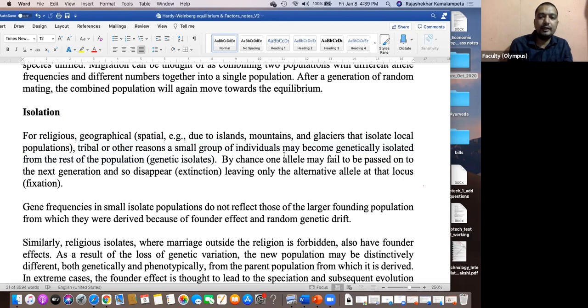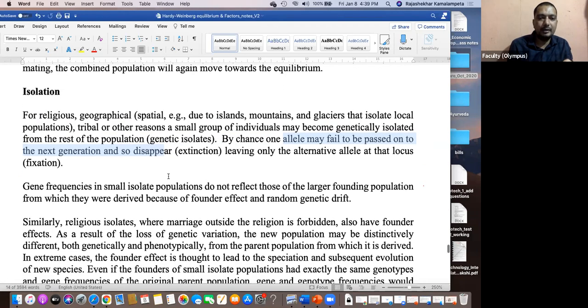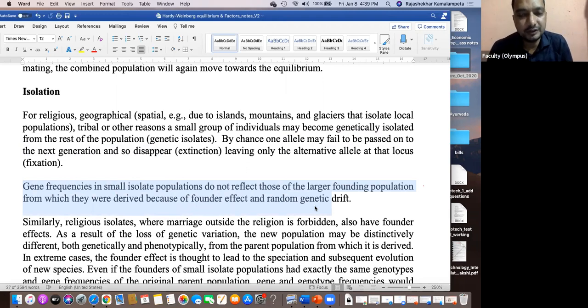By chance, if a few alleles are not inherited by the next generations, they will go extinct. Those alleles will be gone. These things can be commonly seen in the founding populations we just talked about. Gene frequencies in small isolated populations do not reflect those of the larger founding population from which they were derived. If the population size increases, the diversity increases and the effect cannot be seen, but otherwise isolated small populations would have the same effect that we just discussed in genetic drift.